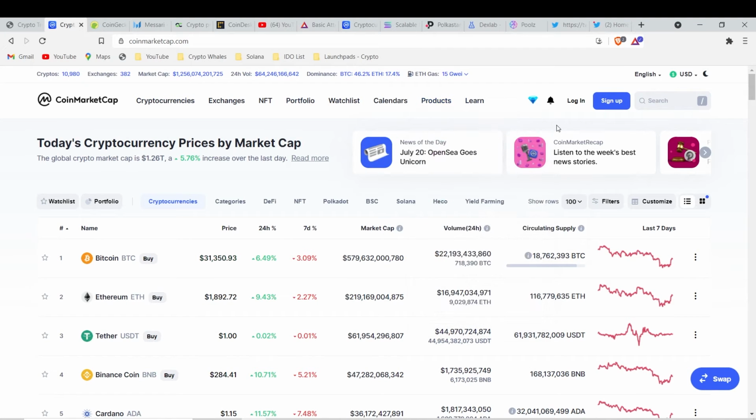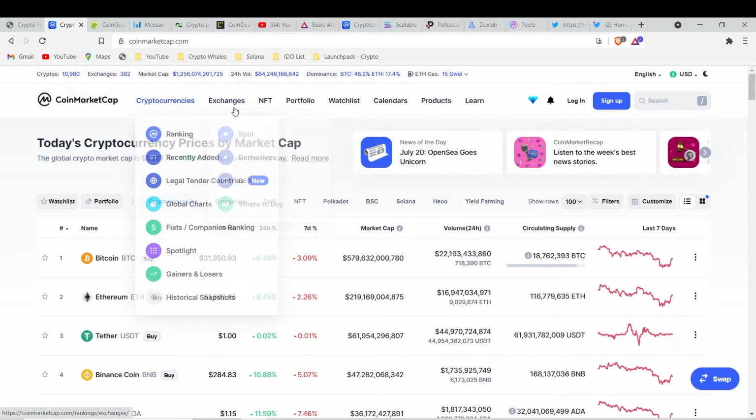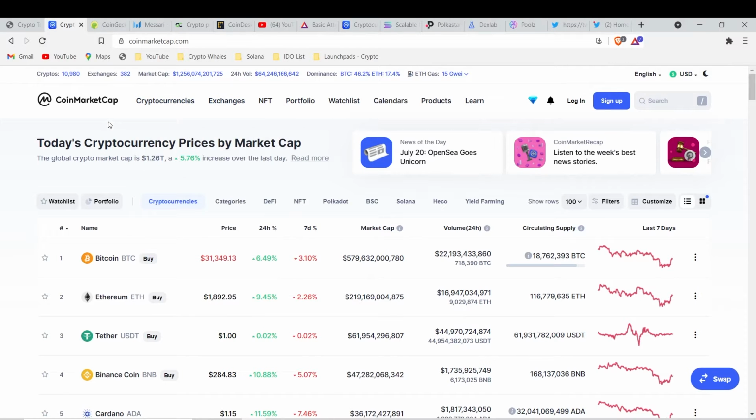Now, you may have seen CoinMarketCap before. I'm going to be talking a little bit about some of the great things that you can discover using the CoinMarketCap tool. One of the first ones is obviously the price. You can see the overall current price as of right now. In this case, we can see $32,000 for Bitcoin, $1,900 for Ethereum, and let's say Binance Coin BNB, $285 at this point in time.